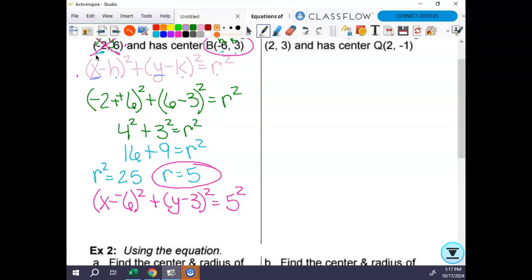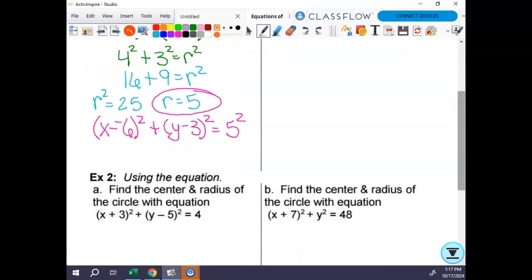And then when we clean this up a little bit, we will get (x + 6) squared plus (y - 3) squared equals 25. And I would imagine if this was a multiple choice question, obviously this would be one of the answer choices.